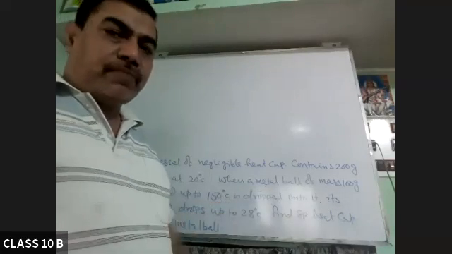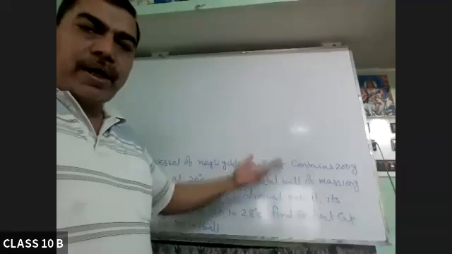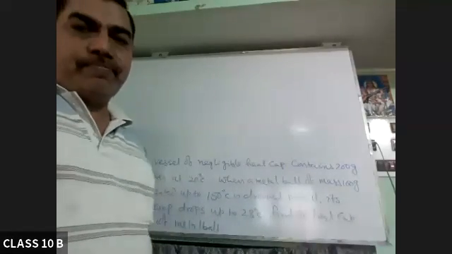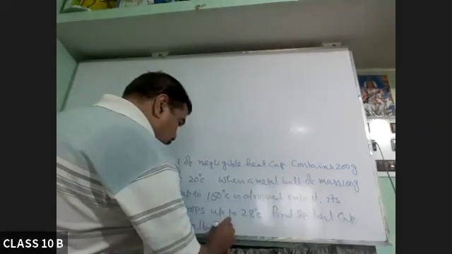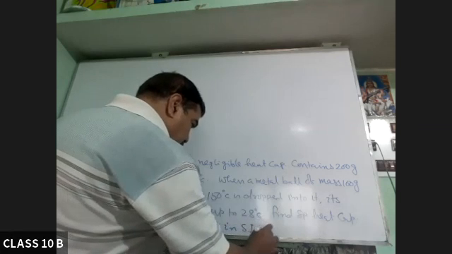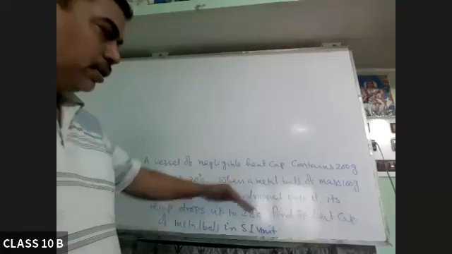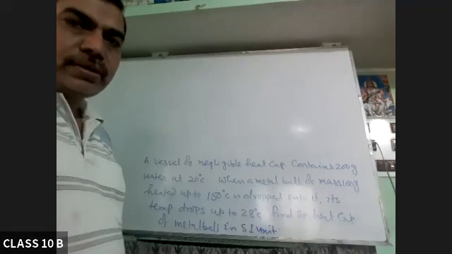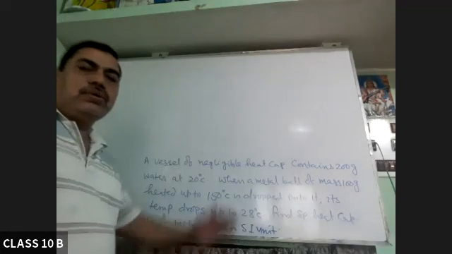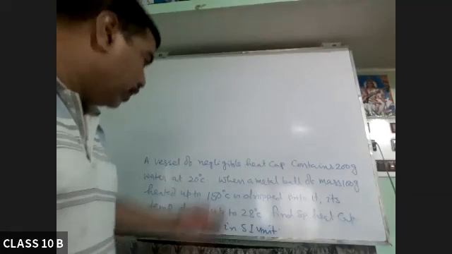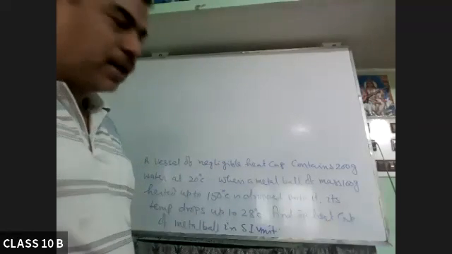You may find it in calorie per gram, but if it is mentioned here, find the specific heat capacity of the metal ball in SI unit. You can find in calorie per gram, after that you change, no problem. If it is not mentioned, then also we should express the result in SI unit only. That is expected by the board. If nothing is mentioned, you are supposed to express the result in SI unit. You are free to take calorie per gram, but after that you will have to change it in SI unit.